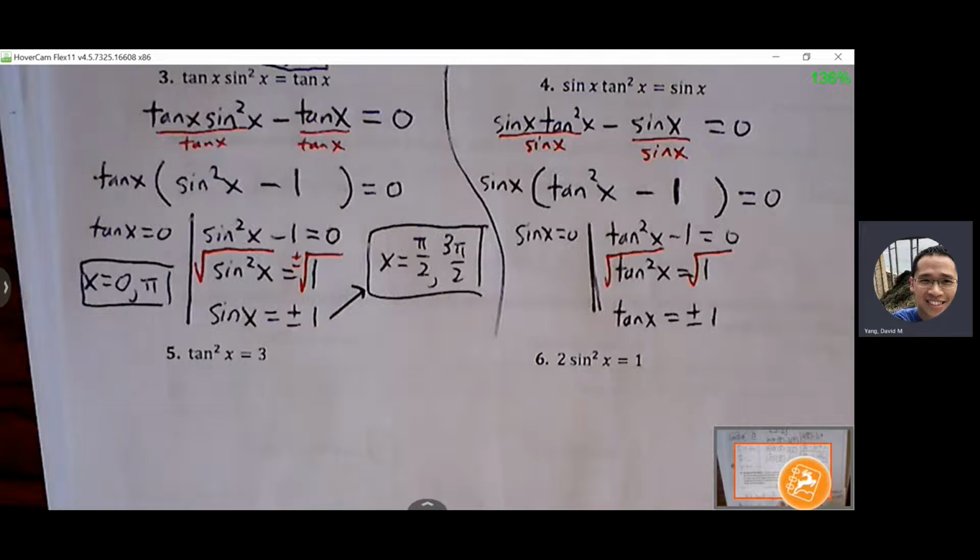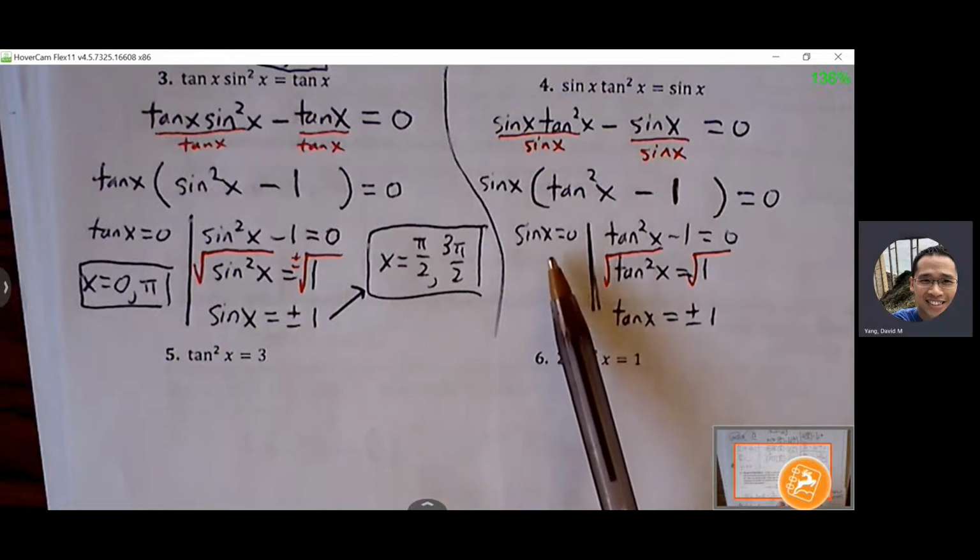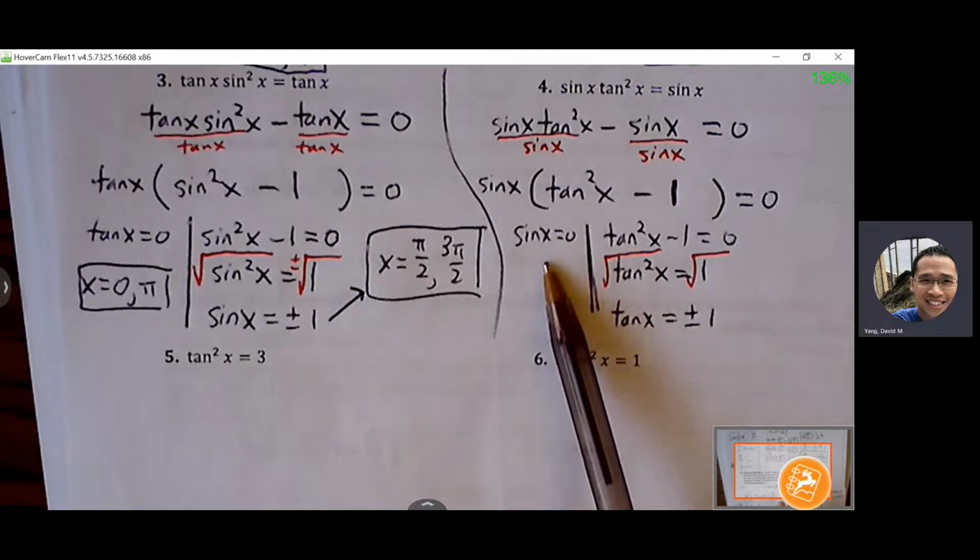You should have gotten sine x equals 0 and tan x equals plus or minus 1. All right, where's sine going to be equal to 0? 0 and pi.